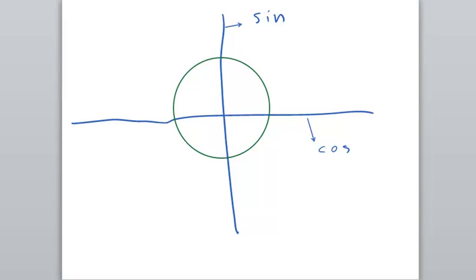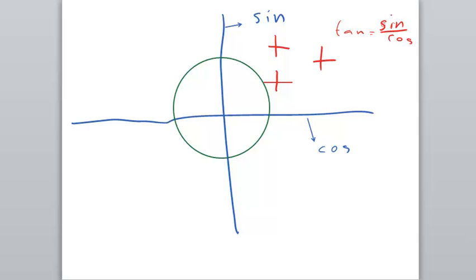When we draw our circle, what do we see? In here, sine is positive, and also cosine is positive. And we must know that tangent is opposite over hypotenuse, or sine over cosine. I mean, the division of sine by cosine is equal to tangent. So if we divide positive by positive, it will also be positive.